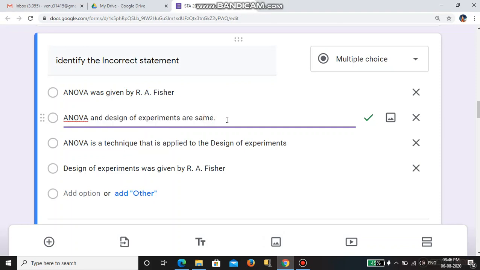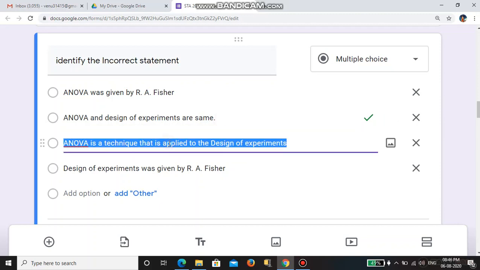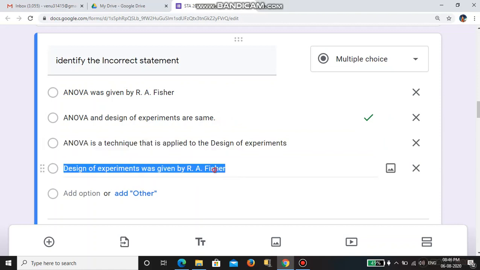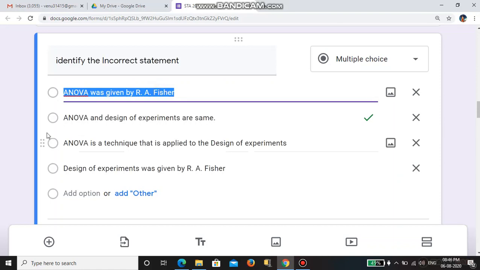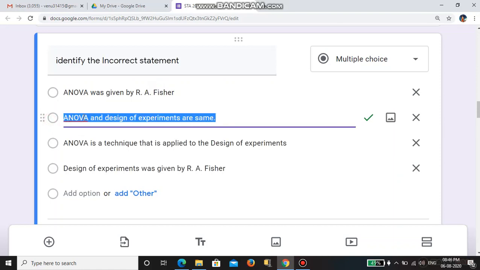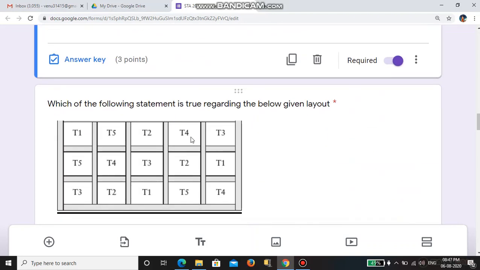This one is false, and this is true. ANOVA is a technique that is applied to design of experiments, so it is true, and it is true. So the answer is this one. ANOVA and design of experiments are the same, that is false.